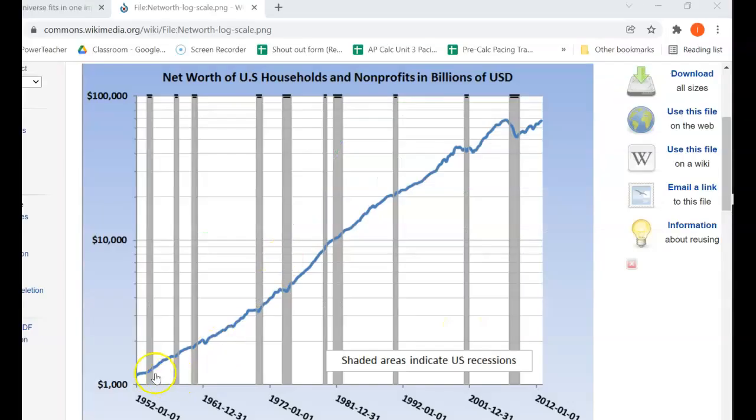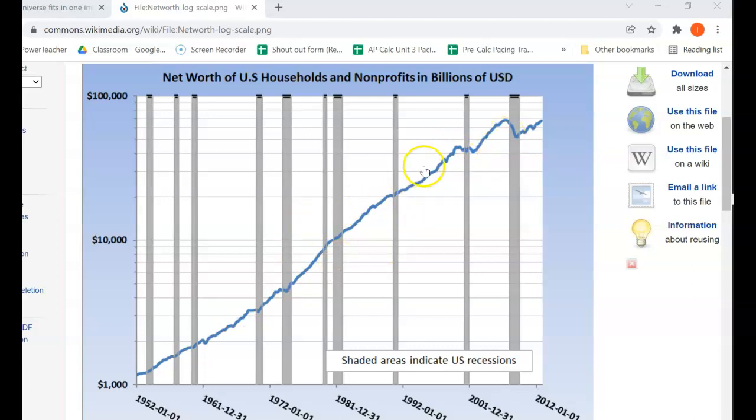So here's an example of how this is used in real life. Net worth of U.S. households. Notice the scale here. It starts at 1,000, goes to 10,000, then 100,000. Because this is something that grows exponentially. It grows on a percentage basis, not a linear basis.